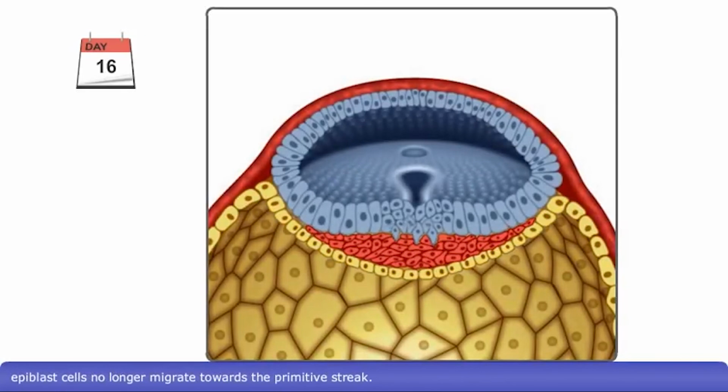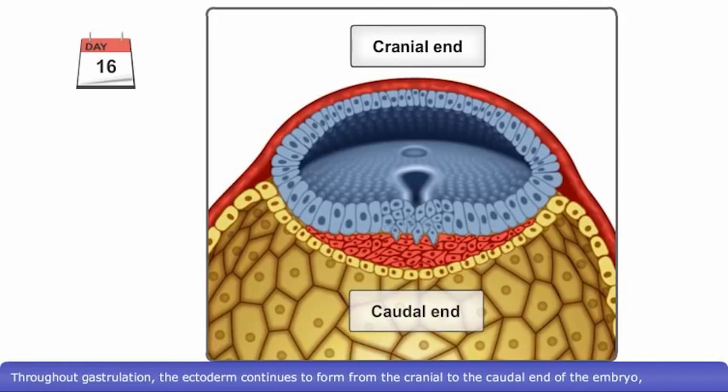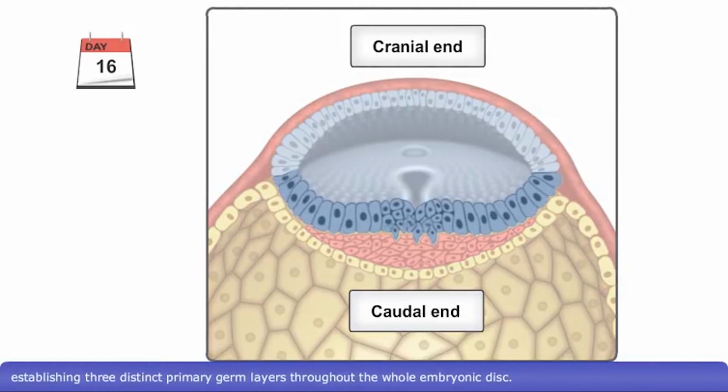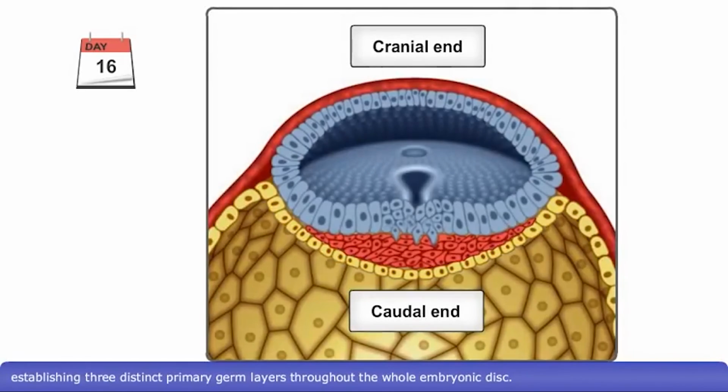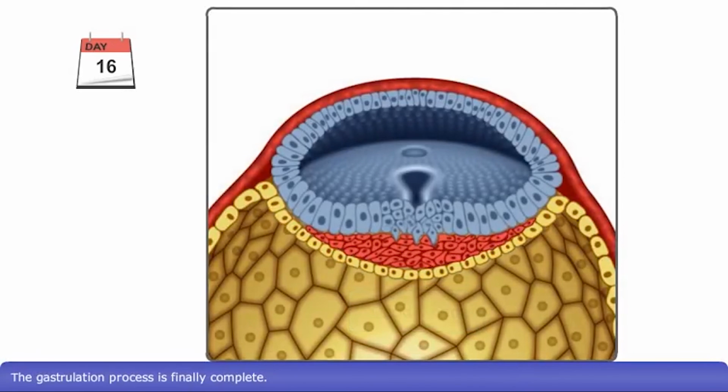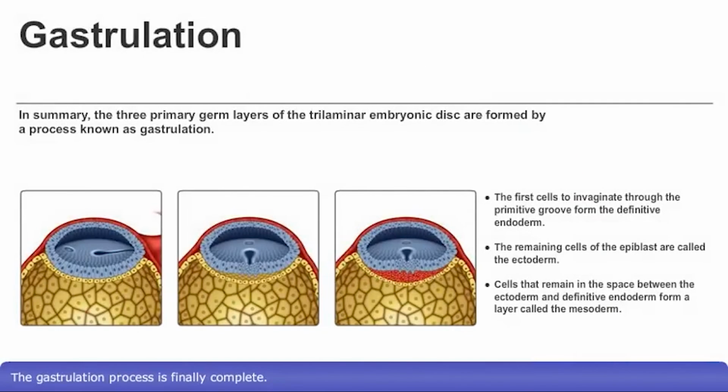Now, no more invagination takes place. Throughout the gastrulation, the ectoderm will continue to form the cranial end and the caudal end and it will establish the three germ layers. And this will complete our process of gastrulation. So, finally, all the three germ layers are formed and our cell is now ready for further development.